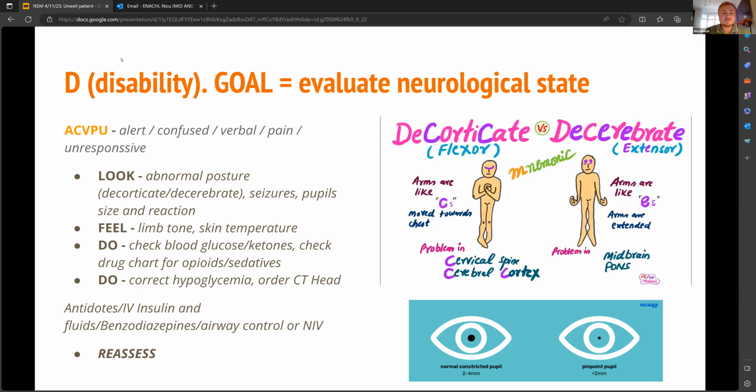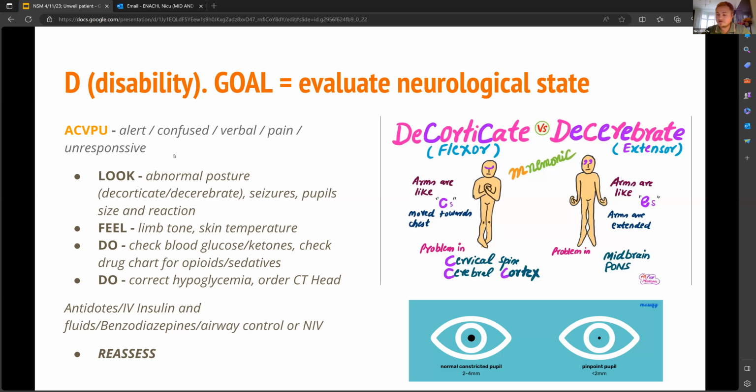So moving on to D, or disability, the goal of this is we want to assess what this patient's neurological state is. Very commonly, you've already encountered your patient, you've done some things with them, so you know whether they are alert, confused, disorientated, agitated. Do they respond just when you talk to them? Otherwise, they just seem to be sleeping and drowsy. Do they only respond when you inflict some pain? Or are they completely unresponsive to any stimuli at all?